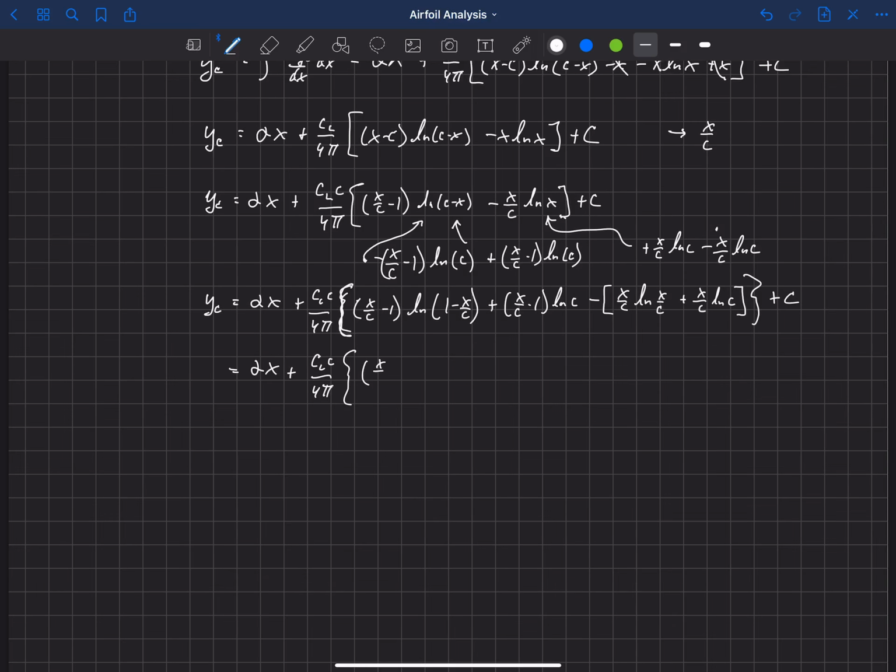So this first term doesn't change, x over c minus 1 times natural log of 1 minus x over c. Now the second term here, I'm going to split up, and I'm going to have an x over c times the natural log of c minus natural log of c, and then we'll bring this negative through. Now we've got minus x over c natural log of x over c minus x over c natural log of c. All right, and then we've got our constant of integration out there.